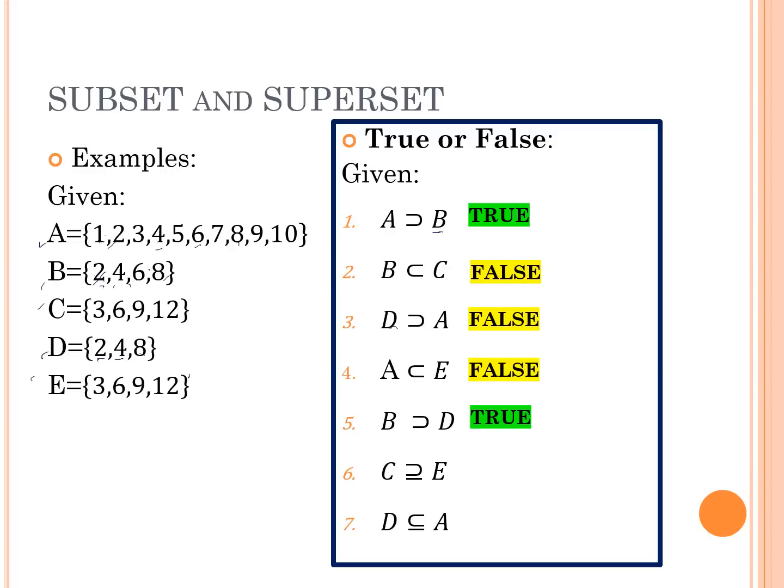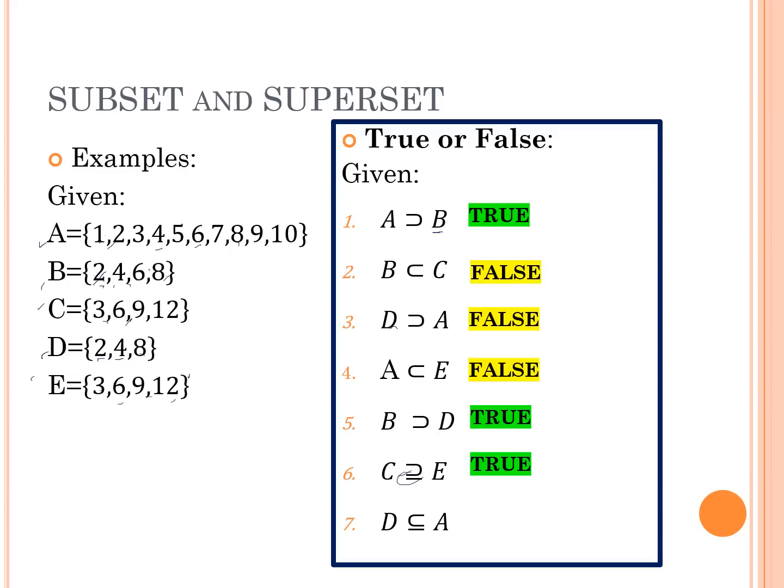Number 6, C is a subset of E. Let us check. No, I should say C is a superset of E. Let us check if all of the elements of set E are in set C. And yes, we have 3, 3, 6, 6, 9, 9, 12, and 12. They have the same elements, so it is proper that we put this symbol under this curve. So that is true.